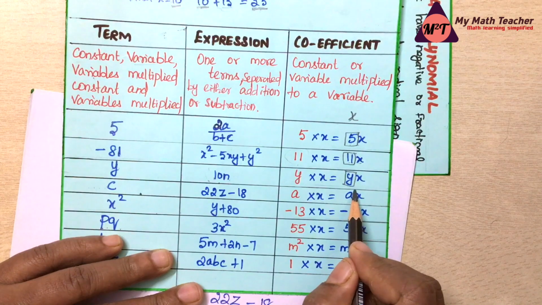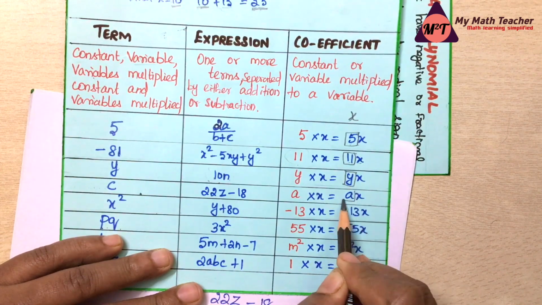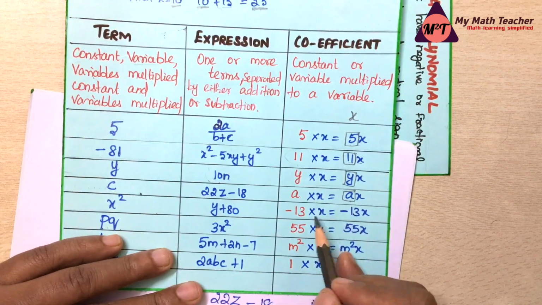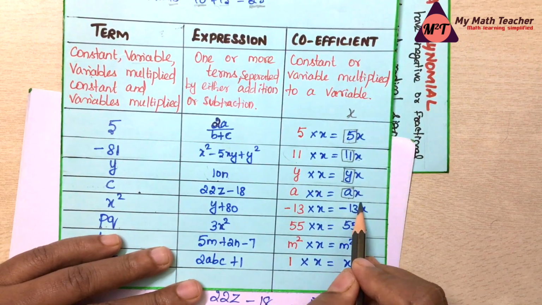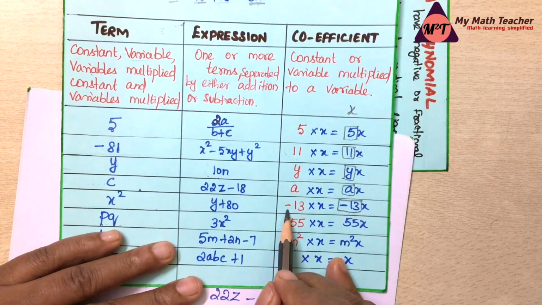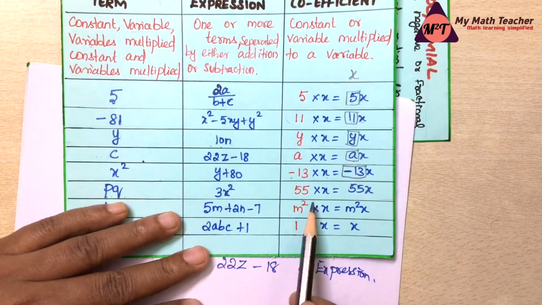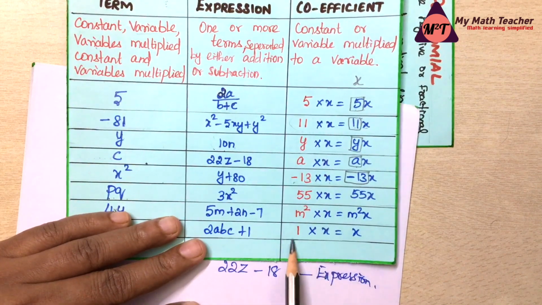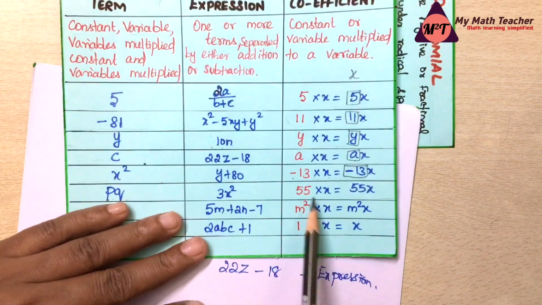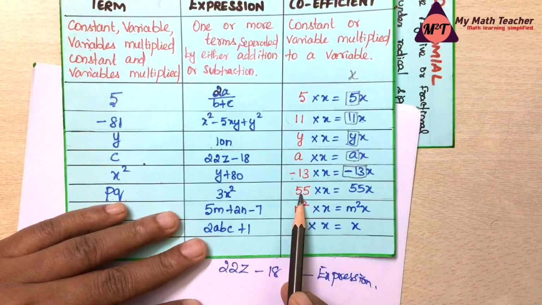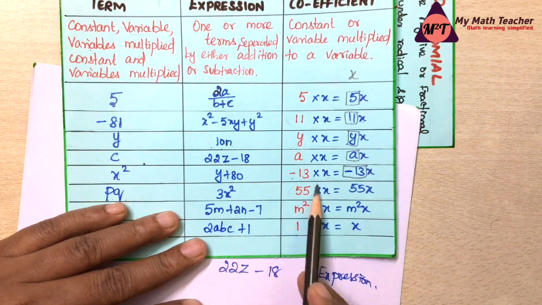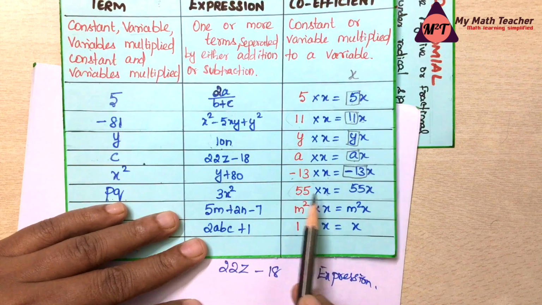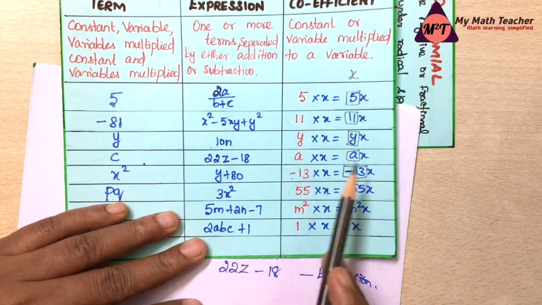The same way a into x. Now you can see a is multiplied to x, then it is the coefficient of x, a. Okay, minus 13 into x. So what is the coefficient? Minus 13, which is multiplied to x. The same way 55 into x. As you can see, I have given all the coefficients in the red color so that you can understand very clearly. 55 into x. 55 is the coefficient of x. That is the number which is multiplied to the variable, or the variable which is multiplied to the variable.